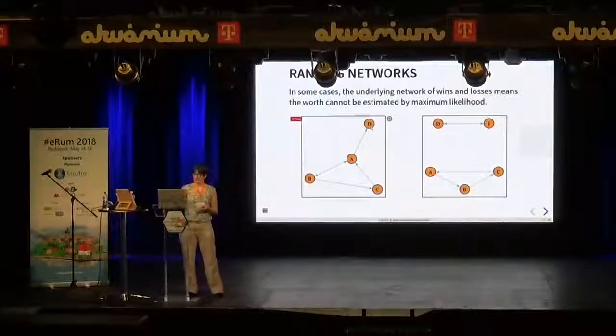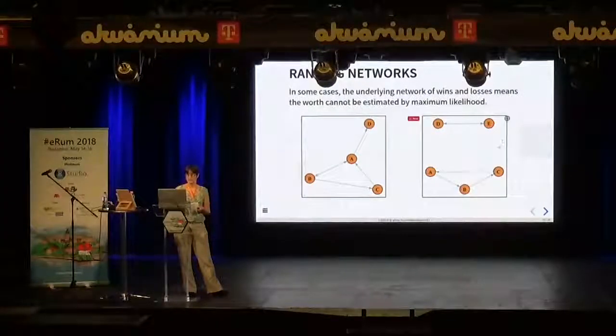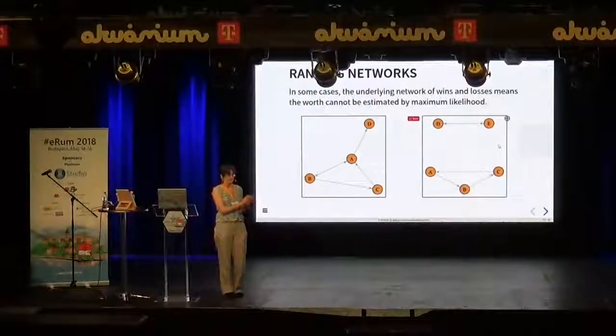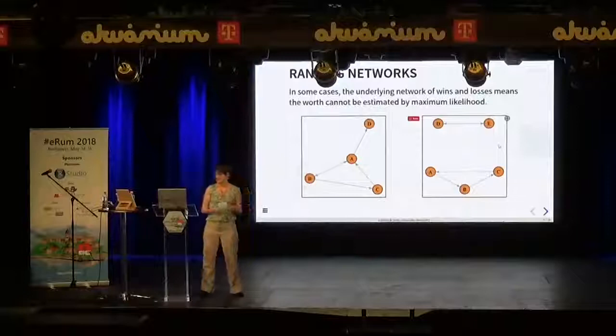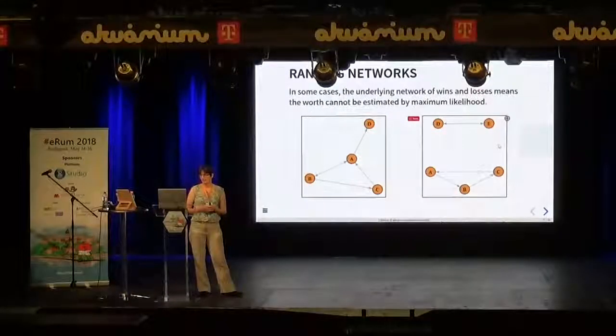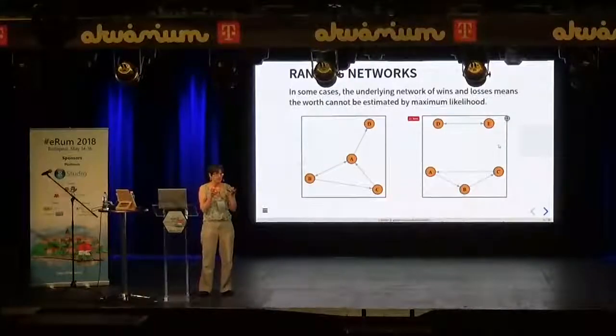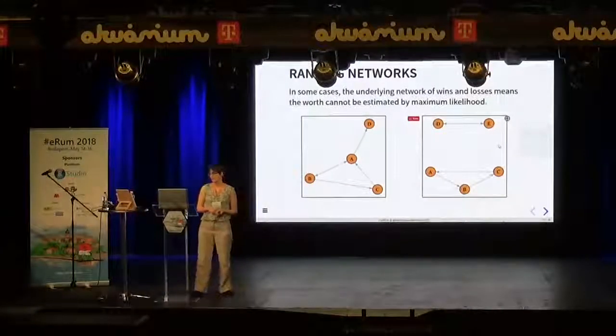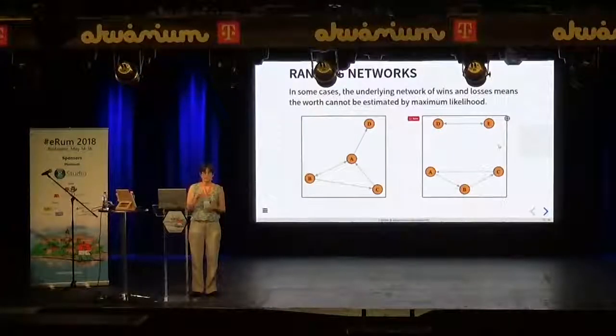In other cases, we can have completely disconnected networks. So we'll have some comparisons between one set of objects, say D and E here, and other comparisons between another set of objects, A, B, and C. And we can compare within those clusters, but we have no idea how those two clusters relate to each other in terms of their relative worth.